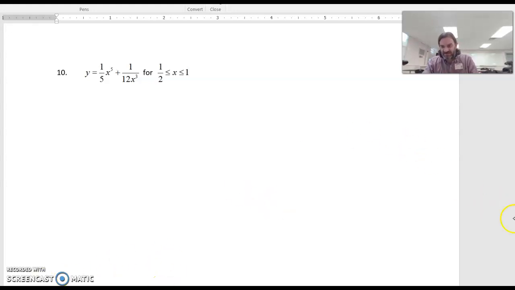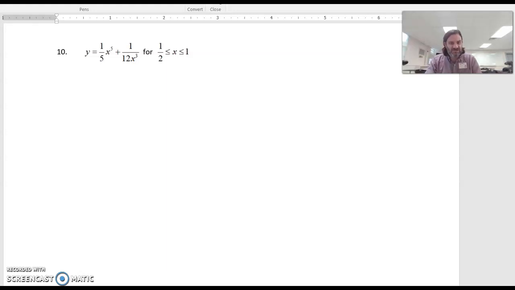Alright, so we're going to find some arc length here. We got another practice problem. The function is y equals 1/5 x to the 5th plus 1 over 12 x cubed, and we're going to do that for the interval 1/2 to 1. So let's go ahead and write our formula down.